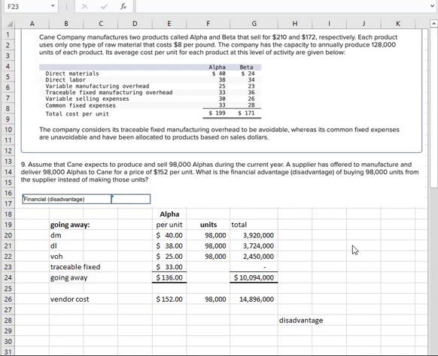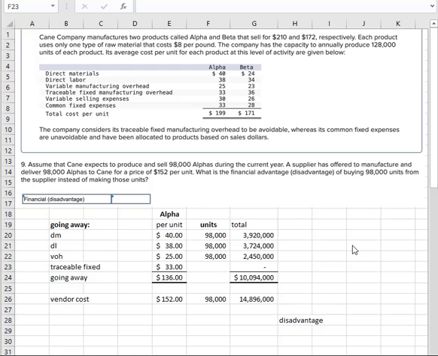Traceable fixed means that fixed costs are related to a single part of the business. So traceable fixed for alpha is just things that are used by alpha. So a piece of equipment or some sort of an item that's depreciated just belongs to alpha. And if you don't make alpha anymore, that thing goes away. So that's what this traceable fixed is.